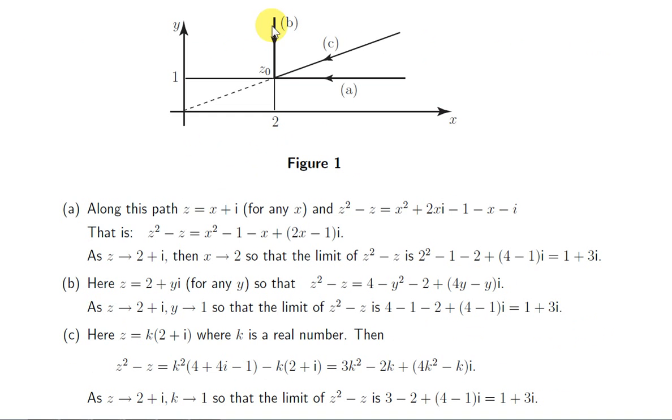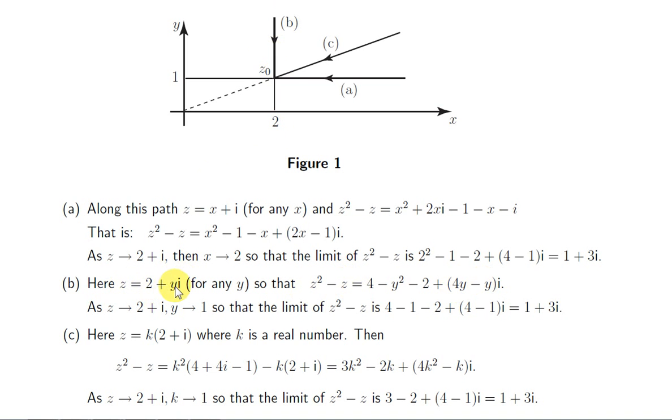We could take the limit as z approaches z0 along this vertical path here. Now, what is the equation of this vertical path? Well, the real part is 2. The imaginary part is any value y. y can be greater than 1 or less than 1. We calculate f of z, so we just plug 2 plus yi into z squared minus z.